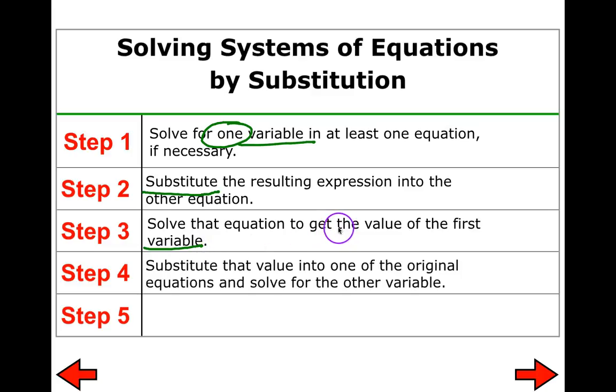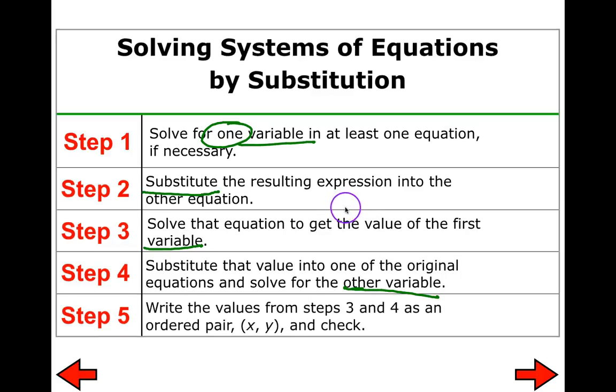Once you've done that, you can substitute that value into the original equation to solve for the other variable. And once you've done that, you write the solution as an ordered pair, x comma y, and most importantly, you check. Because ideally, we are looking for a solution that works for both. So, in order to prove that it is a solution, it should work for both when we check it.